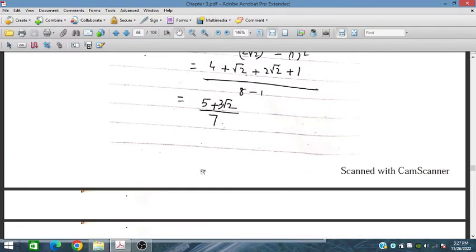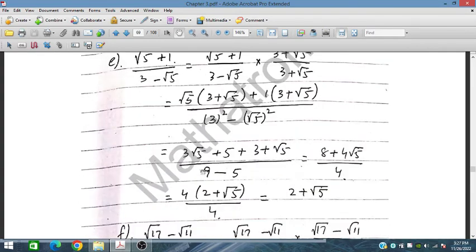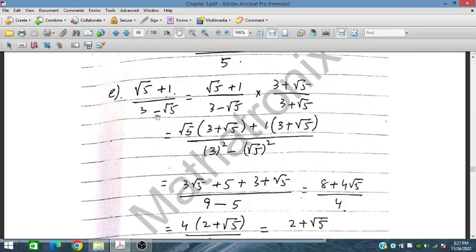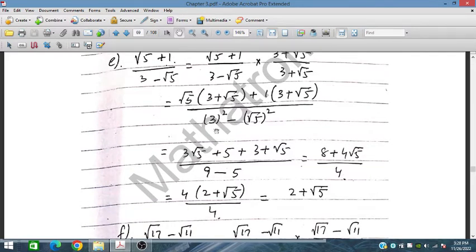Similarly for this one, under root 5 plus 1 over 3 minus under root 5. So 3 minus under root 5, multiply by 3 plus under root 5. This is a minus b, so a plus b, so a square minus b square in the denominator, and in the numerator this is under root 5 plus 1 and 3 plus under root 5. So we multiply the whole one with the whole one, simply expanding it in the numerator and denominator. We apply the identity a square minus b square is equal to a plus b, a minus b.